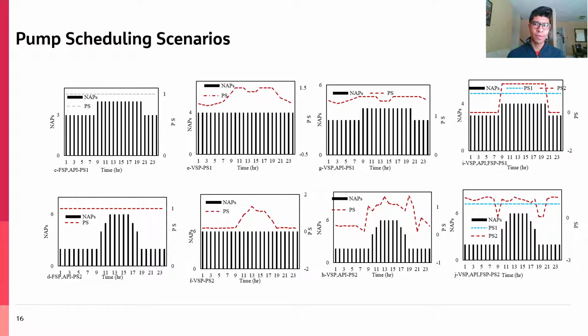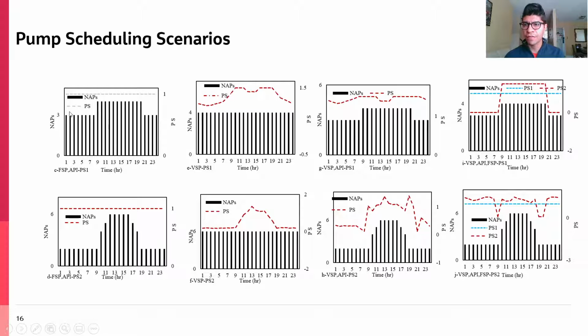So we run the optimization, and we calculate how many active pumps we need throughout the day, and then after we realize that, we're going to optimize the pumping status for those. So in this scenario, we're still using fixed speed pumps, but we're using number of active pumps. So we're optimizing the number of pumps.